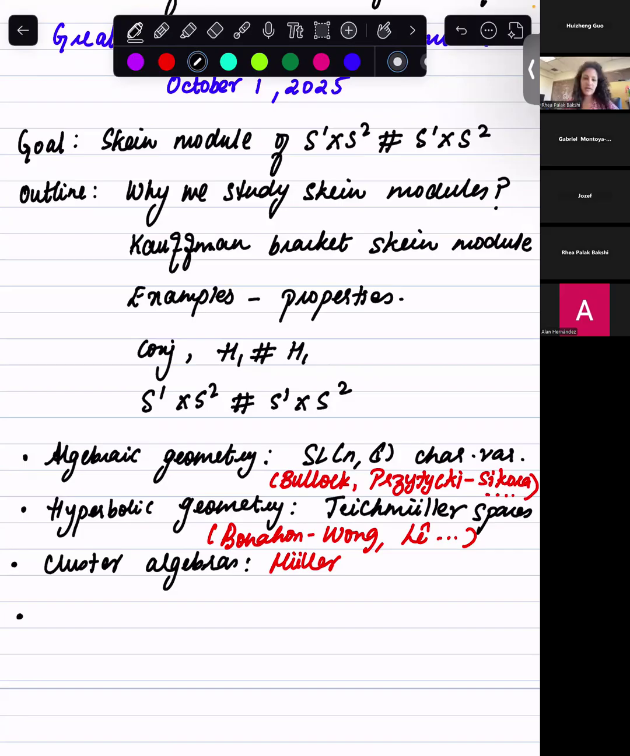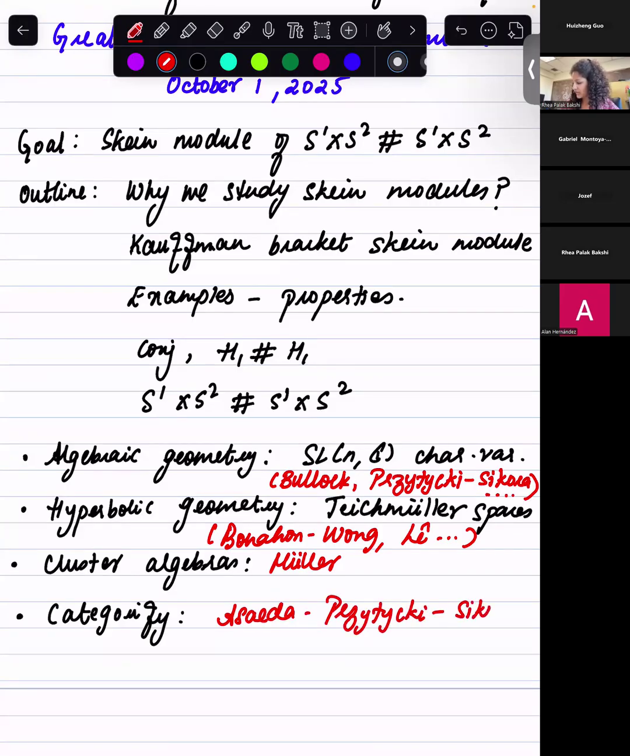Let's see some other examples. You can categorify Skein modules. This is by work of Asaeda, Przytycki, Sikora, and it would be a shame to not mention the Witten-Reshetikhin-Turaev invariants. So this is work by Lickorish and Blanchet, Habegger, Masbaum, and Vogel. And so there's plenty to go on here. They're related to Temperley-Lieb algebras, Hecke algebras, Hopf algebras. There's very rich representation theory here.